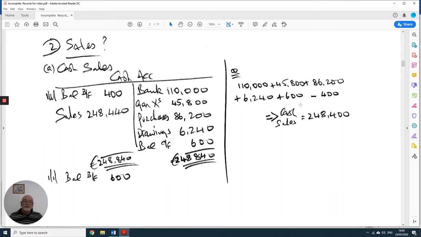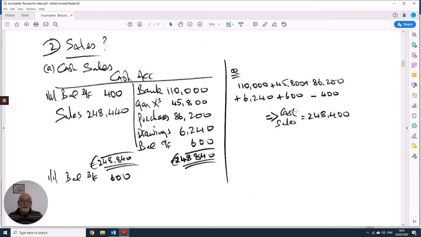248,440. Alternatively, if you just wanted to use arithmetic, we spent €110,000 by transferring money from the cash to the bank. We spent another 45,800 on general expenses. We paid 86,200 for cash purchases. Add to that the money the owner took each week for drawings and the €600 that we have left at the end of the year, from which we'll take the €400 opening balance. And that tells us that, therefore, the cash sales must have been 248,600. And we'll put that figure into our trading account.